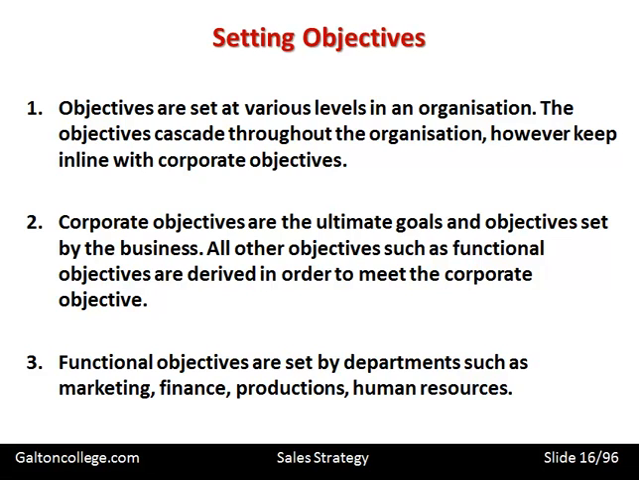Functional objectives are set by departments such as marketing and finance, production and human resources. So each of the departments in the business will have their own objectives, but these objectives contribute towards the overall achievement of the corporate objective, which is what the business is trying to achieve overall. So the marketing section will have objectives, it'll have strategies, the finance will have objectives, the production people will have objectives, and so on. But it all aims at achieving the corporate objective.